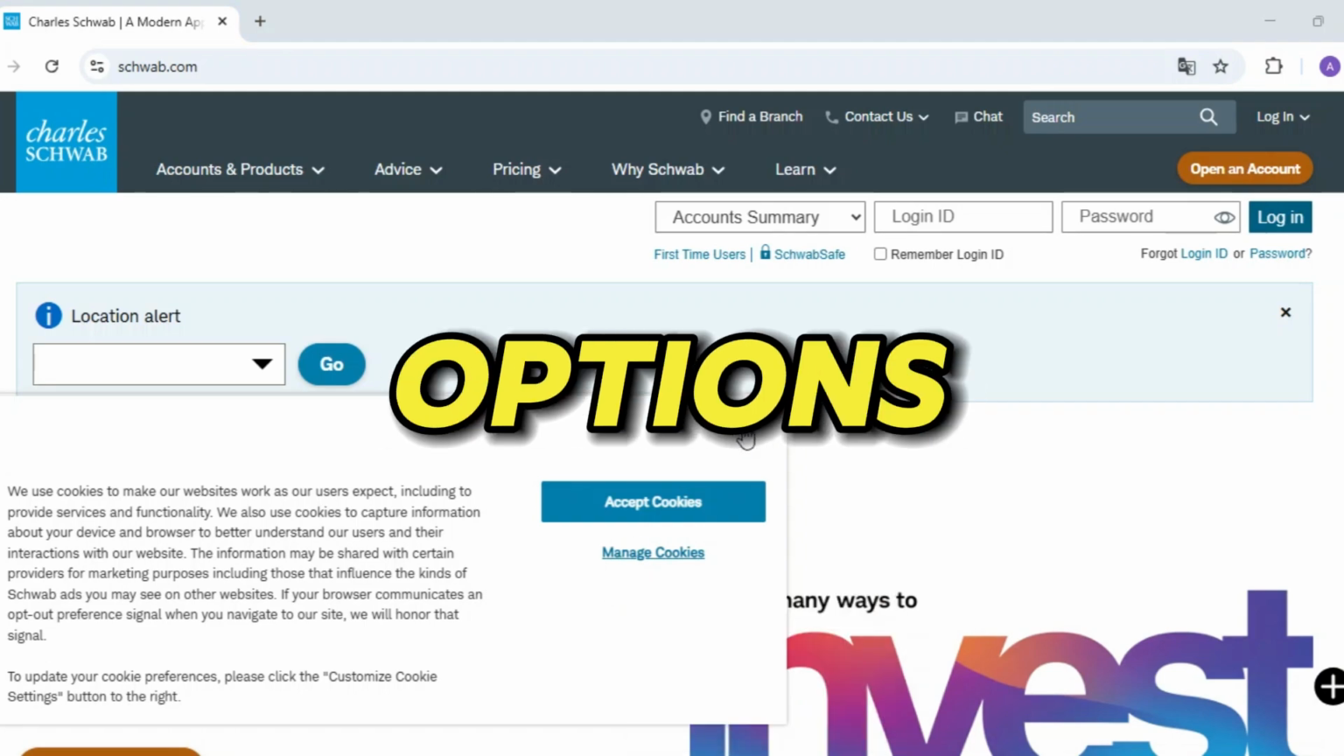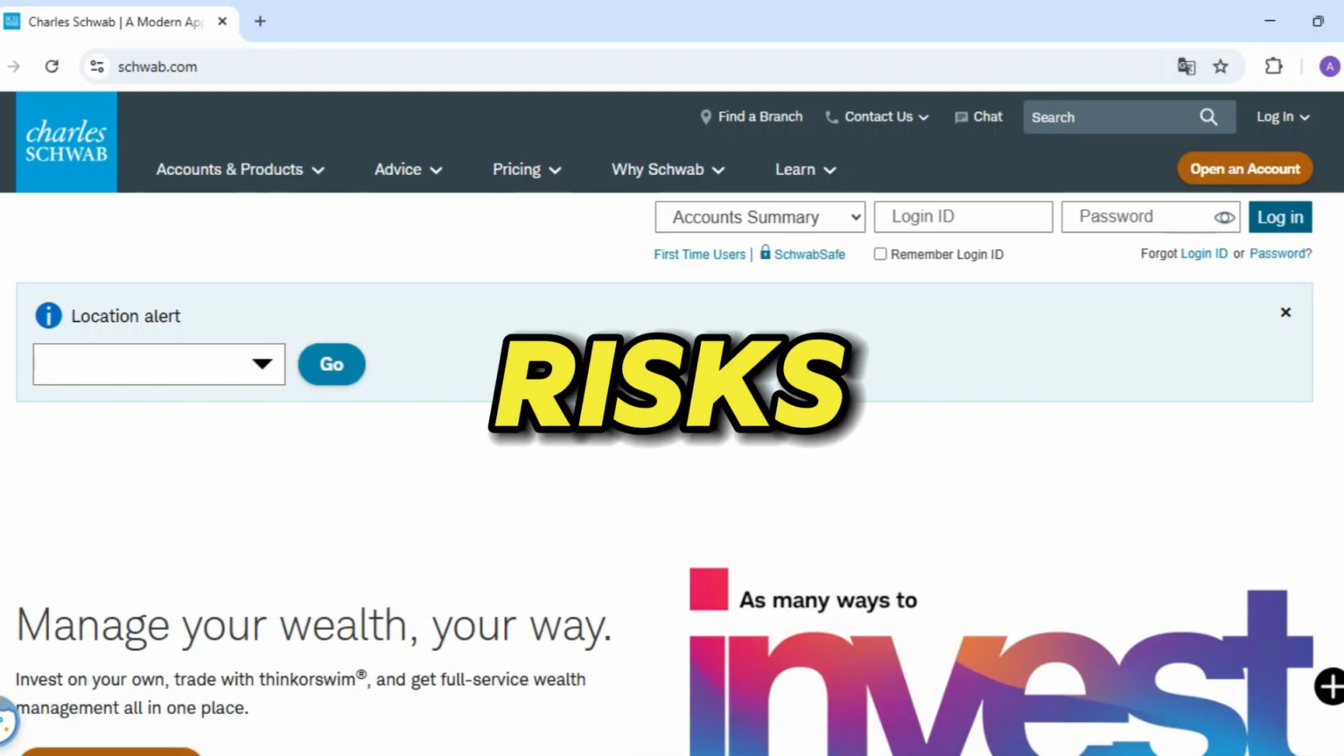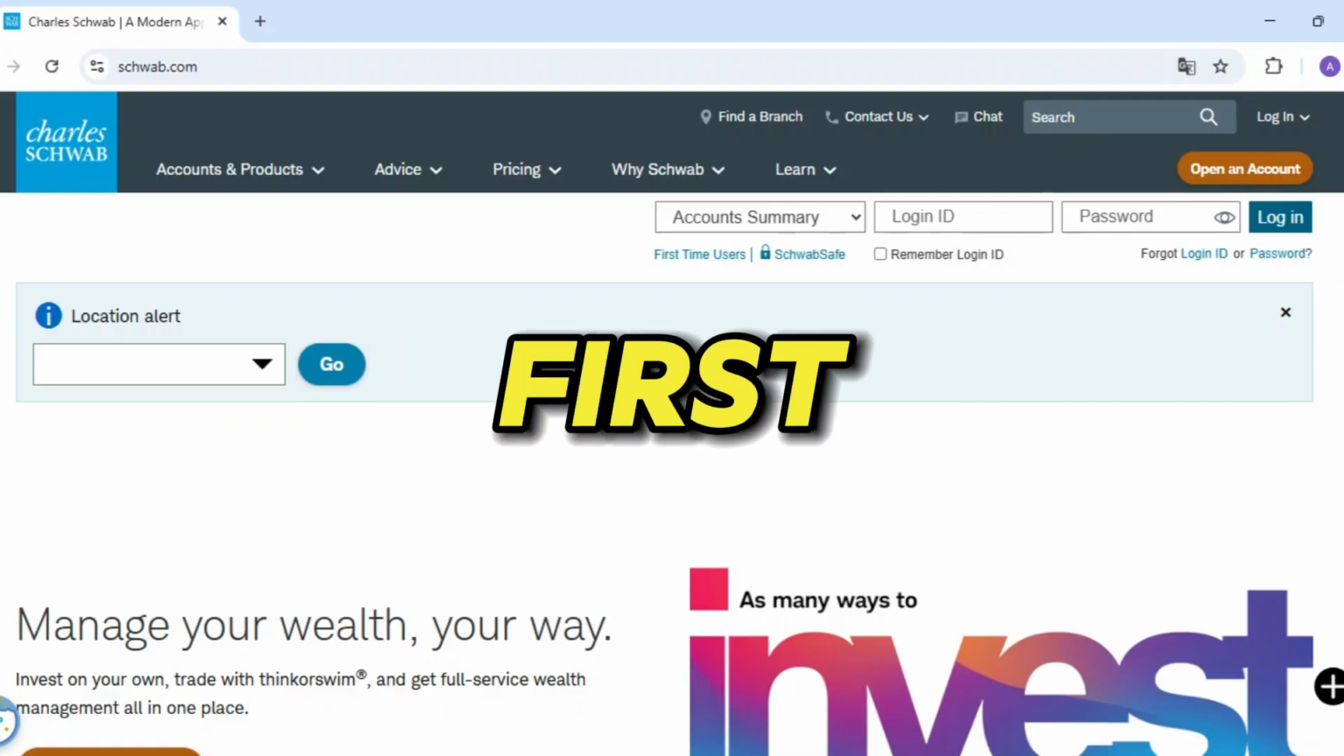Ready to explore options trading? Schwab provides powerful tools, but understanding the risks and approval process is crucial first.